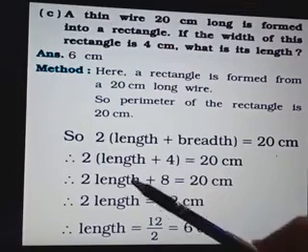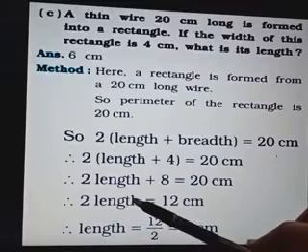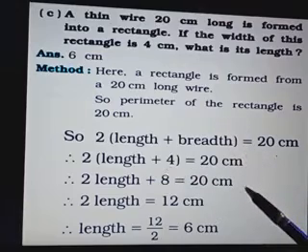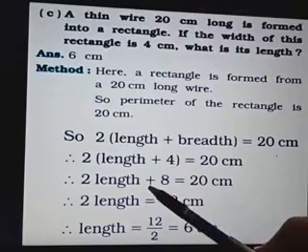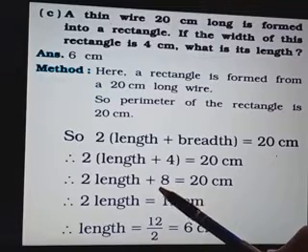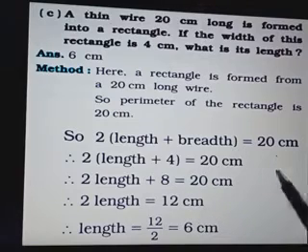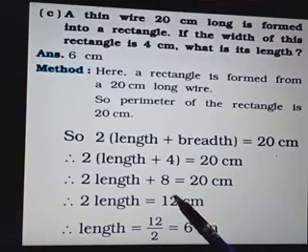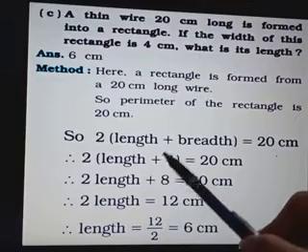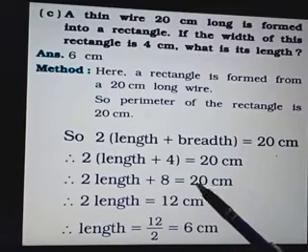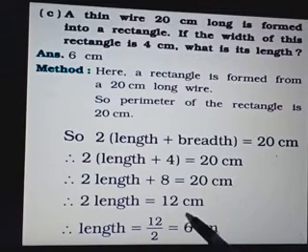Now 2 into length we will keep on our left side and this 8 we will write on our right side. So the sign will change, because 8 is given in a positive sign. When we change its side from the left side to the right side, it will be negative 8. So here we are taking 8 to the side of 20, so the plus sign becomes minus. It means 20 minus 8, it will be 12.